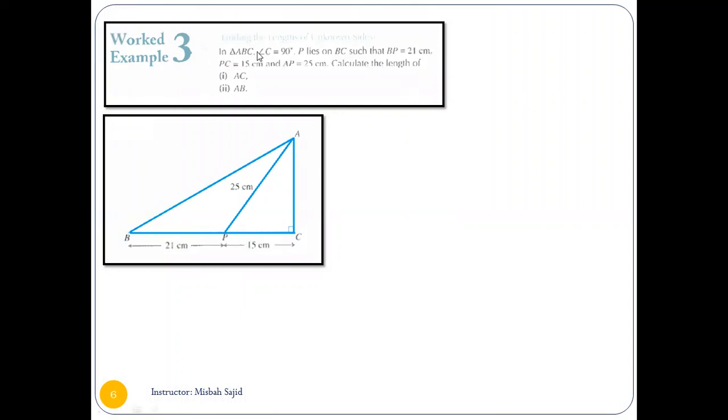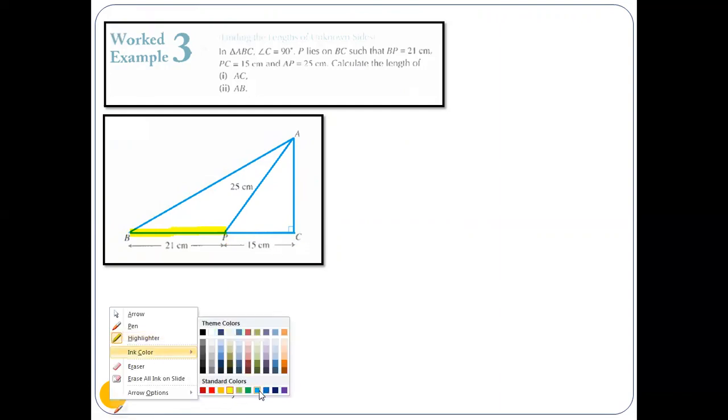In triangle ABC, angle C is 90 degrees. I hope this is clear to you. P lies on side BC. There is a point P lying on the side BC in such a way that BP is equal to 21 centimeter. Let me highlight this side. Next, PC is equal to 15 centimeter. Let me highlight this side as well.